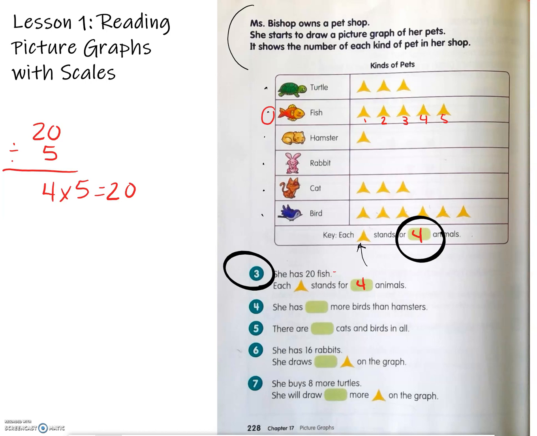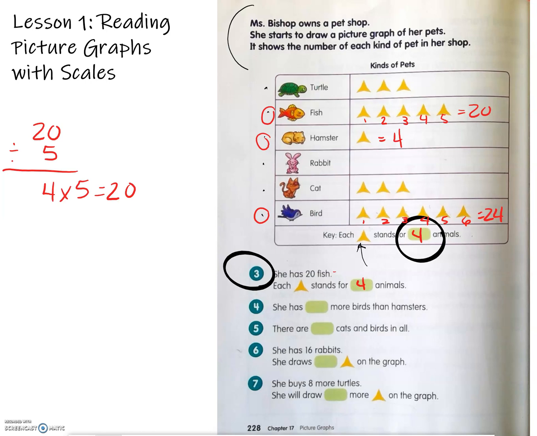So I'm going to find out how many hamsters and how many birds she has. Starting with hamsters, I can see there's only one triangle, so that equals 4 hamsters. She has 1, 2, 3, 4, 5, 6 triangles in the birds section. So 6 times 4 would be 24, because 4 times 5 is 20, so I add on another 4 to give 24.